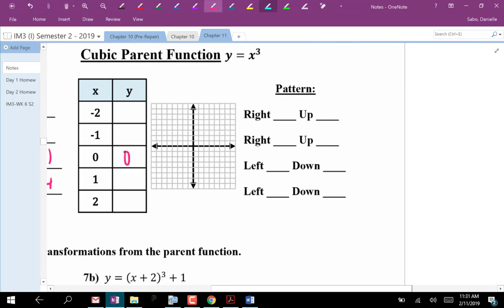0 cubed is 0, right? Okay, so I'm going to plot that, 0, 0. Then I have negative 1 to the third power. That's negative 1 times negative 1 times negative 1, which is negative 1. Negative 2 times negative 2 times negative 2 is negative 8, because 2 times 2 is 4, 4 times 2 is 8. Now that mirrors over to the other side. 1 cubed is 1, 2 cubed is 8. And again, you can go in your calculator right now and type in 2 to the third power, and that's what you would have gotten.